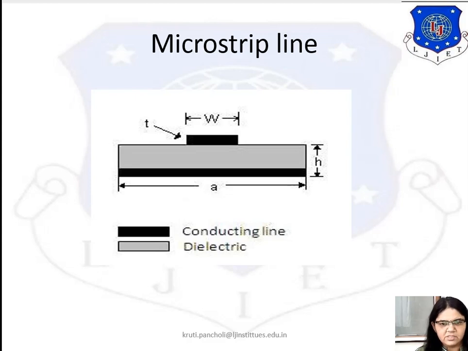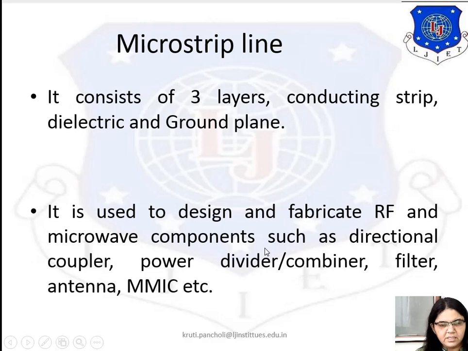Now here in the microstrip line, this is the conducting line, this is the dielectric, and the strip is provided onto the microstrip line, through which the electromagnetic wave can be passed. It has the width W and the height H. It consists of three layers: the conducting strip, the dielectric, and the ground.